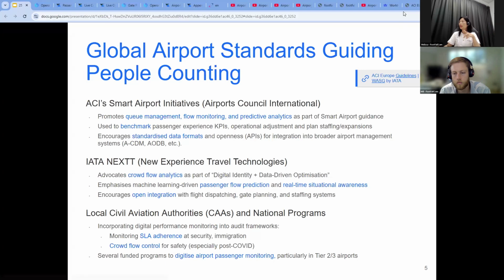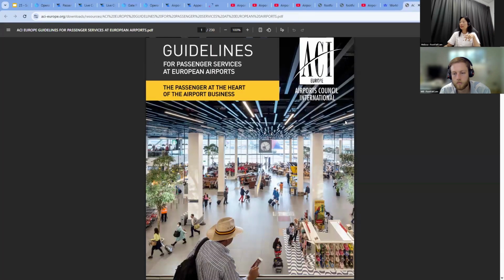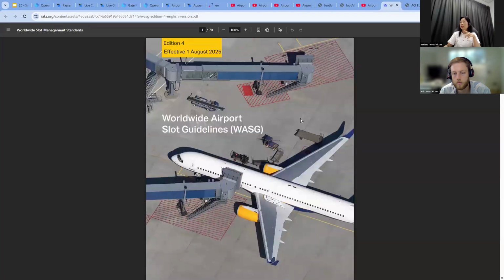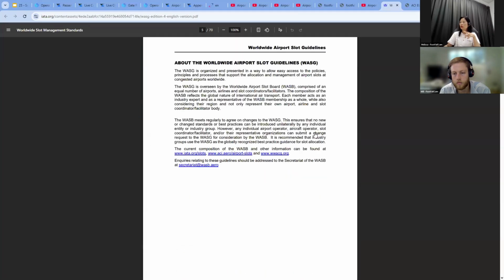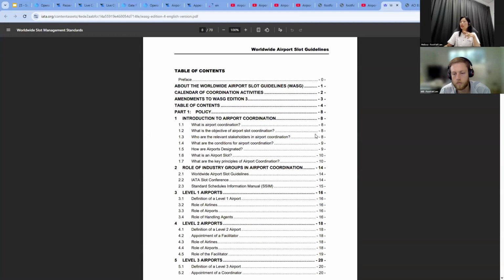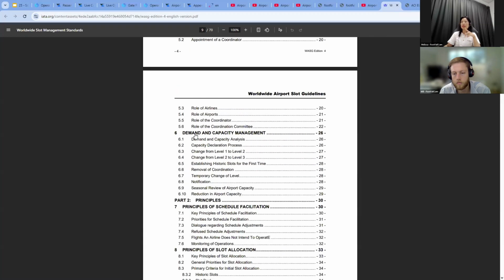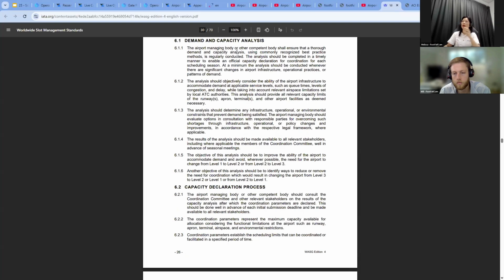So you can click on these guidelines. This is from the ACI guidelines, and this is from IATA. So you can quickly look through this one. For example, here they're looking at measuring demand and capacity analysis: how they should analyze capacity and demand, whether or not they are regularly conducted, whether or not they align, and what the airport does if it doesn't align.